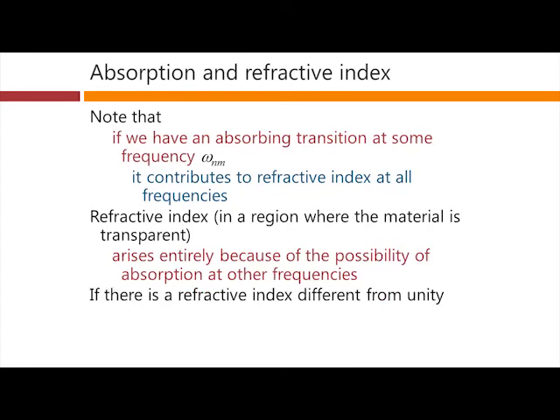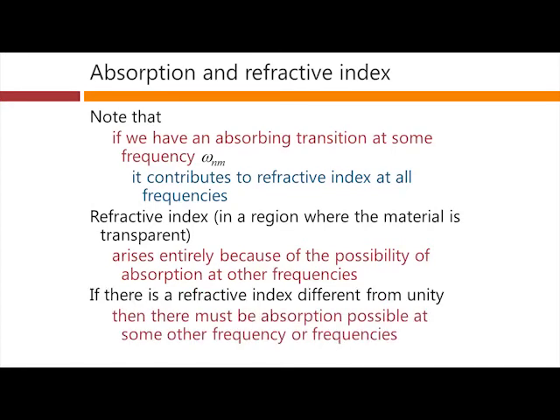If there is a refractive index different from unity, then there has to be absorption possible at some other frequency or frequencies. Those other transitions have to exist at some other frequency or frequencies. So this works both ways round.